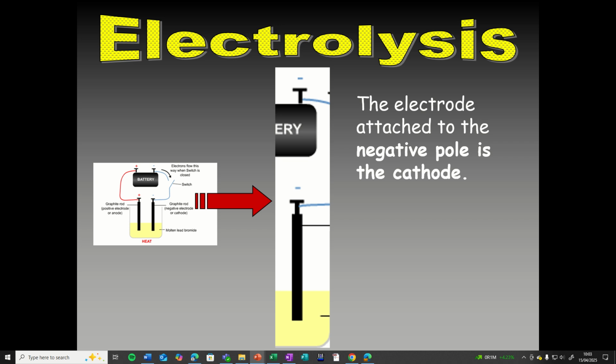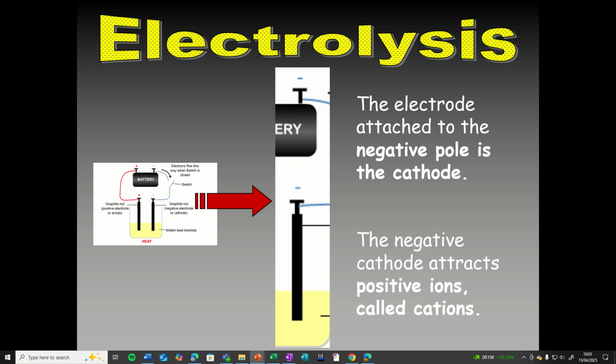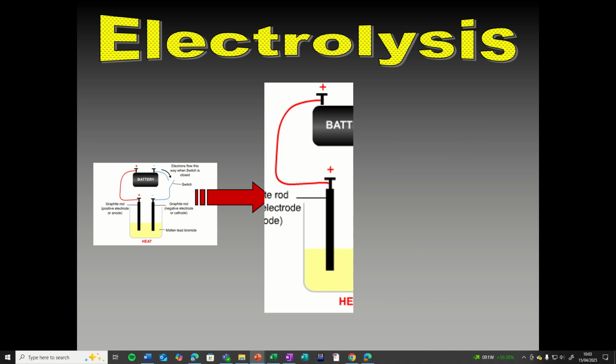So let's have a look at this in a little bit more detail. Our negative pole, which we have here on the right hand side, is the cathode. It attracts cations. So remember, cathodes attract cations, and provided that you can remember, which is important, that cations are positively charged, you should remember that cathodes are negatively charged.